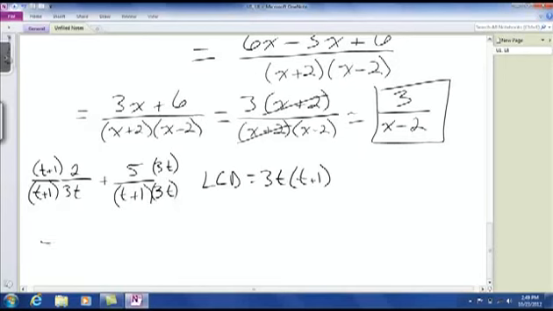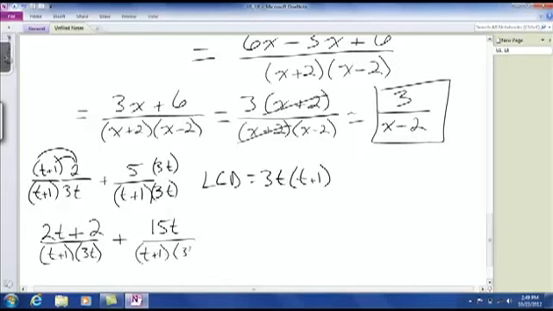On this first fraction, I won't combine them yet. I'll just leave the t plus 1 first. It really doesn't matter which order you write the factors in, and the 3t does not have to be in parentheses. I just wrote it in parentheses this time. Now up here, I've got a 2 that I need to distribute. 2 times t is 2t. 2 times 1 is 2. Okay, and then I'm going to add to this. 5 times 3t is 15t, and all of that is over t plus 1 times 3t as well.